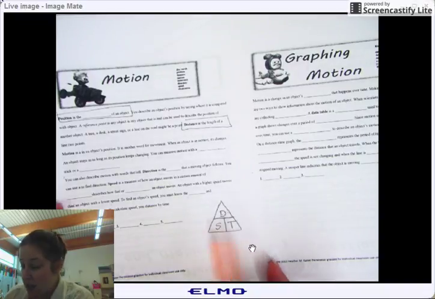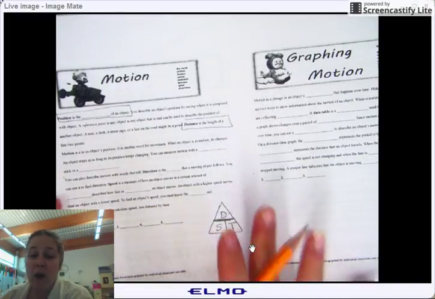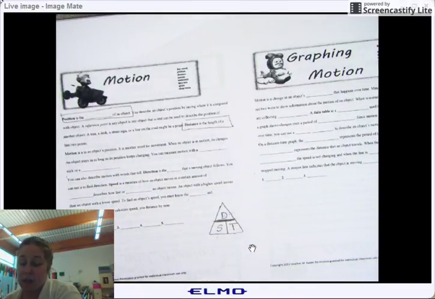So think about this as an equation. This is a division symbol in a sense. Distance over time equals speed. So think about your equation and what you need to do.